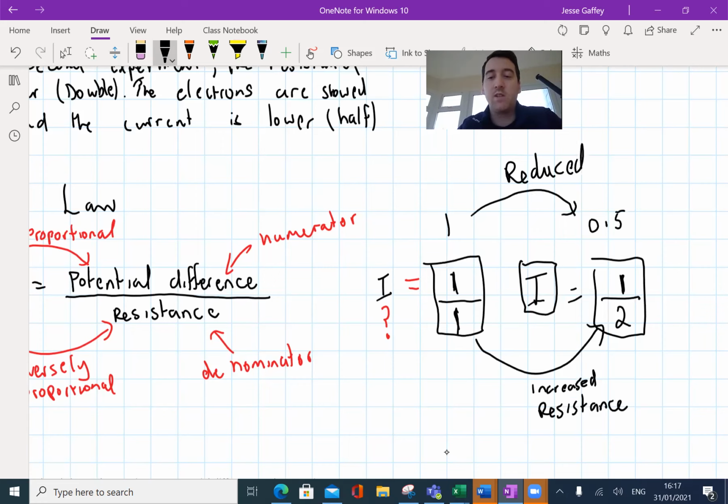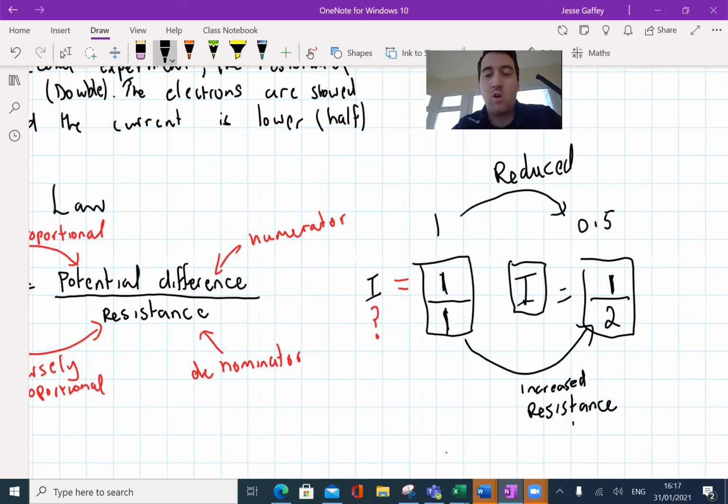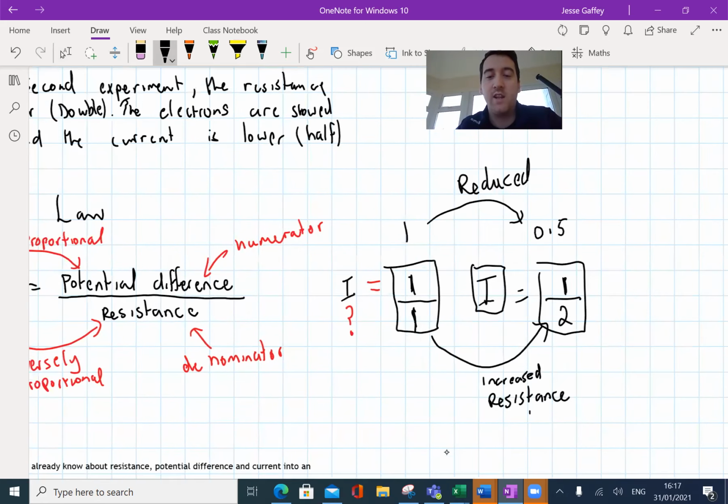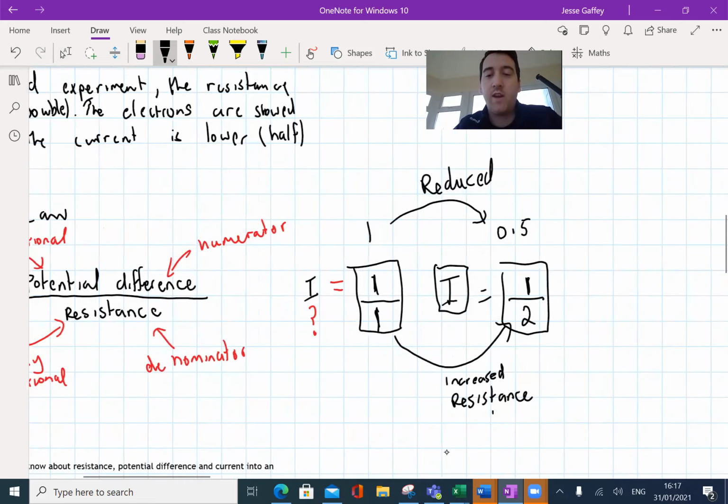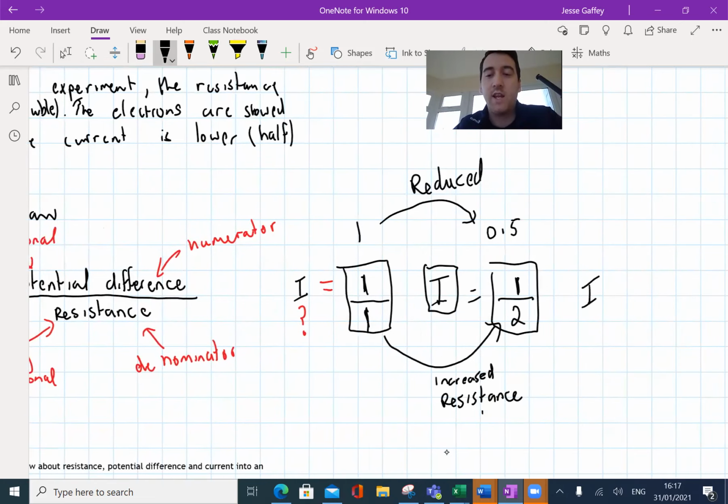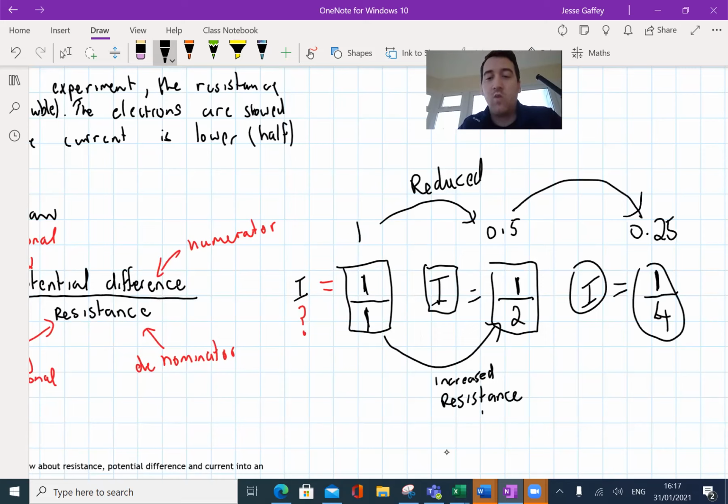So when we increase the resistance, we reduce the current, because the fraction ends up being a smaller number. And that's because resistance is in the denominator. What if we went again, so our potential difference is still 1, but now we're increasing our resistance to 4? What's happened to the current? Well, the current now equals 1 over 4. As a decimal, that's 0.25. That has reduced again. So when we increase the resistance in the denominator, you decrease the current.